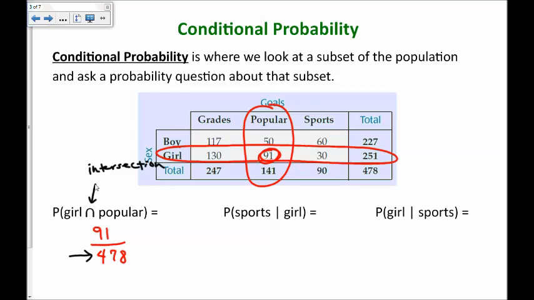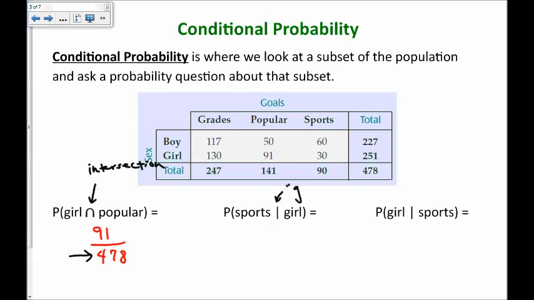Because this bottom number is the total population, we are not looking at a conditional probability. In the next two, we are looking at a conditional probability. We have some new notation here that I want to point out: this bar is read given. So this is read the probability that someone's primary goal is sports, given that they are a girl. This is what limits my population. So I'm looking just at girls, female students.